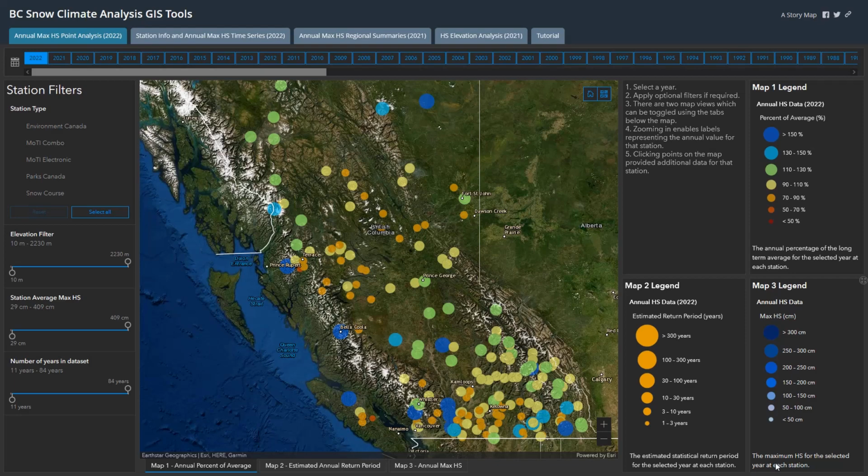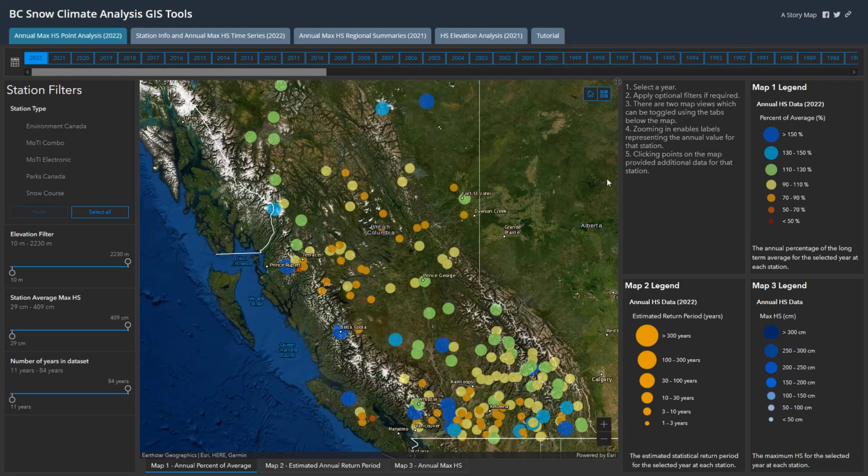So what we're looking at here is the percentage of average for 2022. And this is map 1, so you look at the map 1 legend. The medium-sized yellow circles are 90 to 110%. So that's an average, right? And anything smaller, orange going to small red, is below average, and anything into greens and blues is above average.